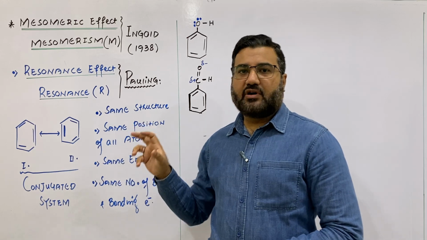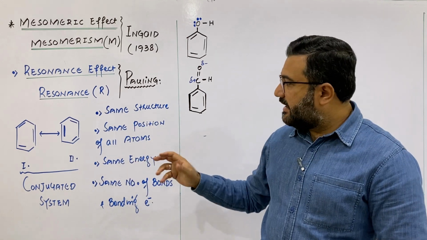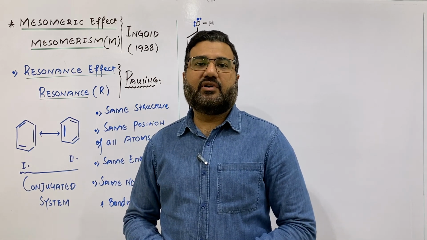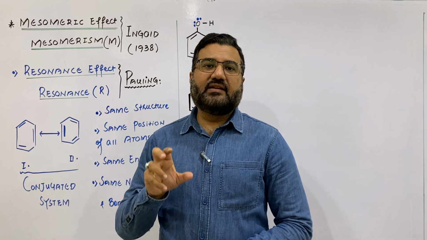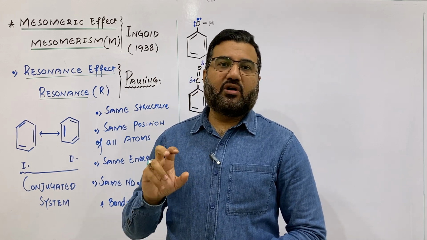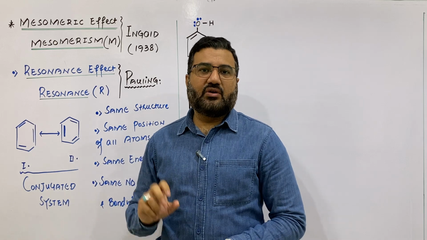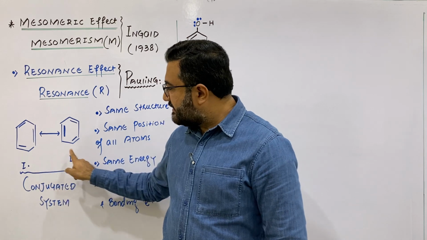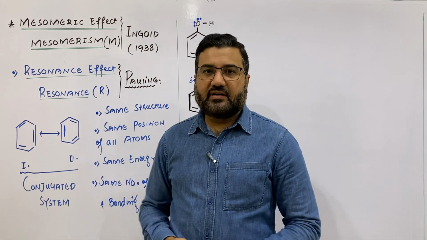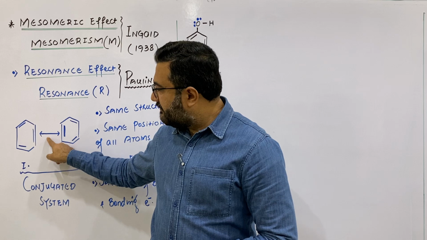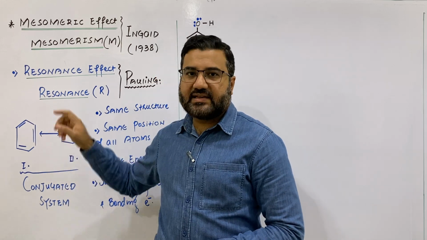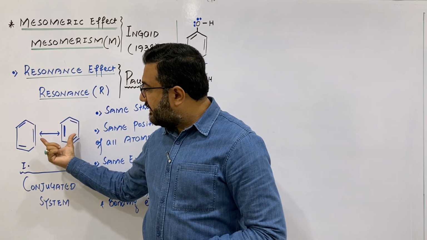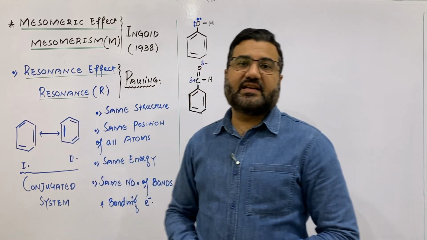Such kinds of structures, having all these properties the same but different distribution of electrons or bonding arrangement, are called resonance structures or resonating structures or canonical forms. So these are two resonance structures or canonical forms of benzene, which are attached to one another through this double-headed arrow, which is a sign of resonance. My dear students, these two structures are resonating structures and this phenomenon is resonance.